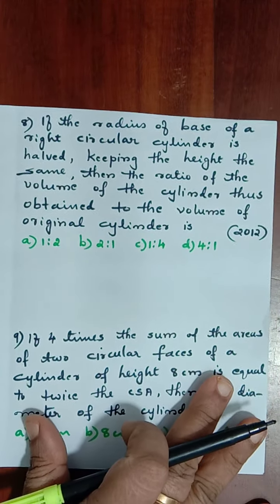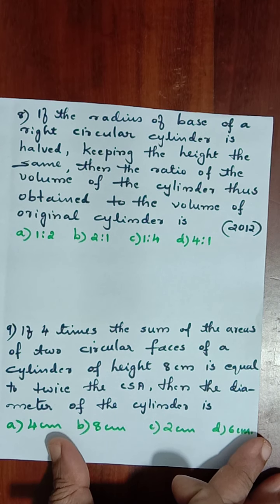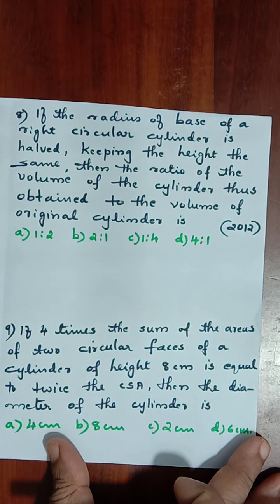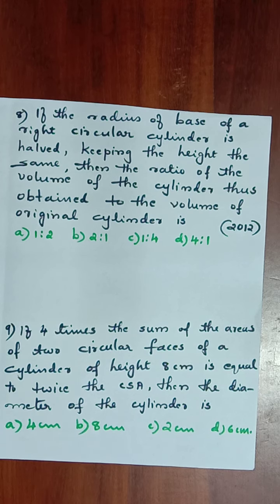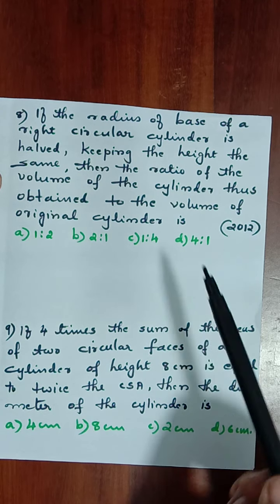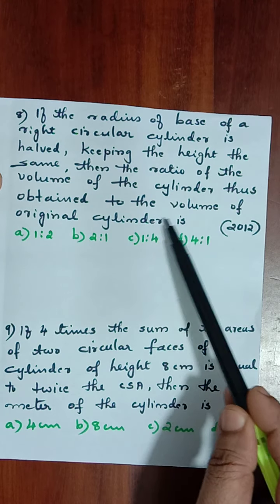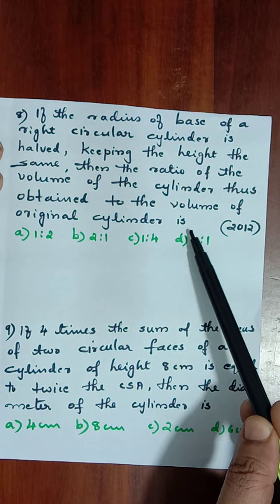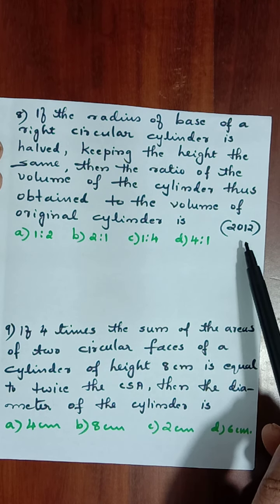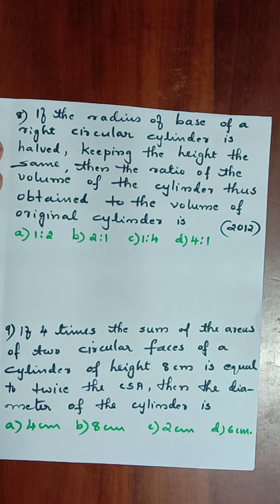Now comes question number 8. If the radius of the base of a right circular cylinder is halved, keeping the height the same, then the ratio of the volume of the cylinder thus obtained to the volume of the original cylinder is. This question was asked in 2012.